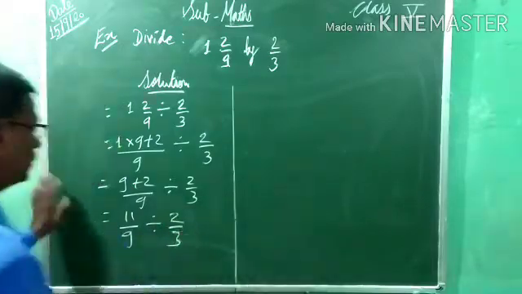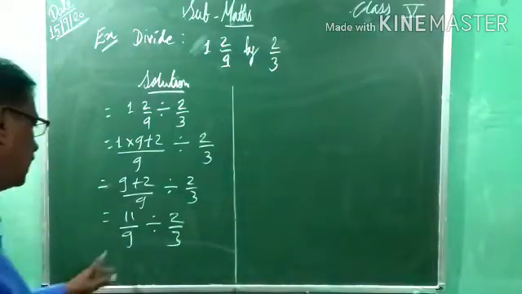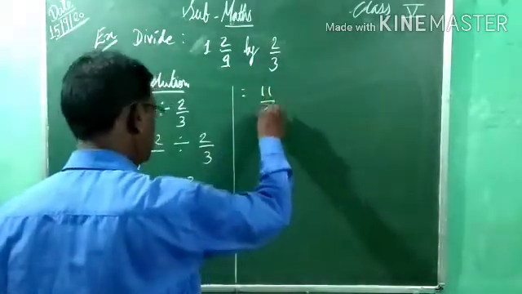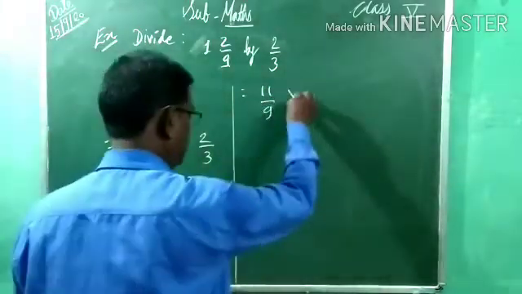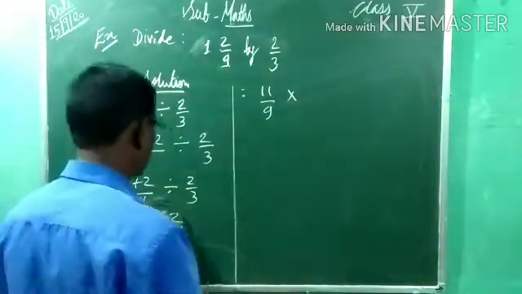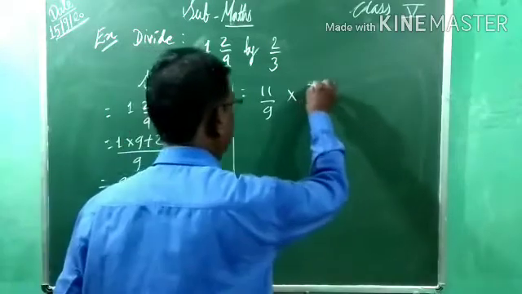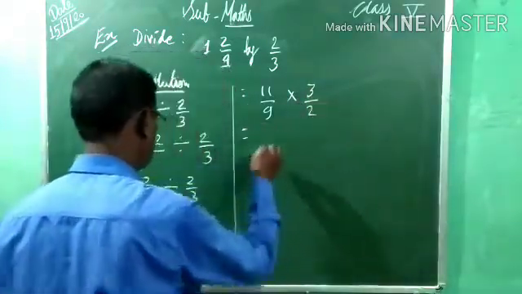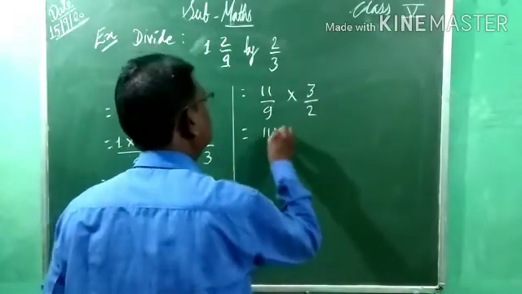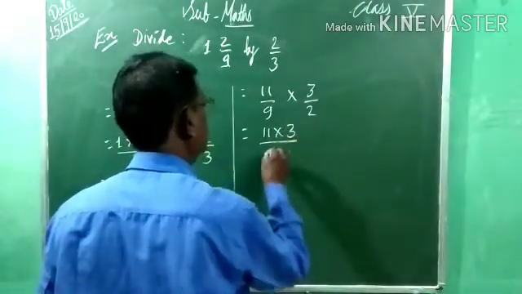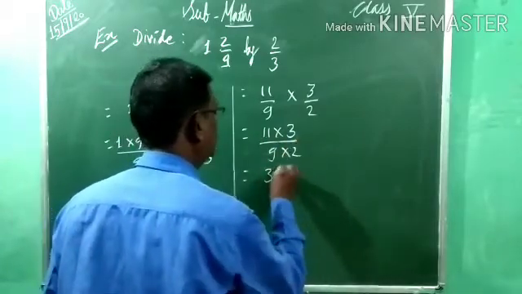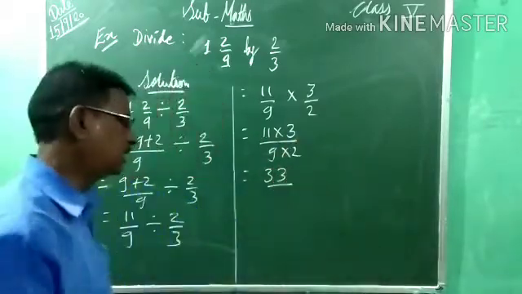Now here came the fraction a by b divided by c by d. Now how to do? Write as it is, 11 by 9. Change the sign, and if we are changing the sign, you have to take the reciprocal. What is the reciprocal of 2 by 3? 3 by 2. Understood? Now 11 into 3 divided by 9 into 2. 11 3s are 33. 9 2s are 18.